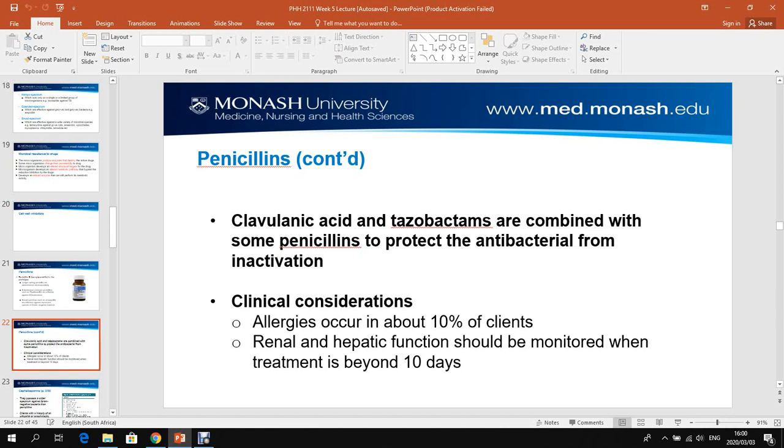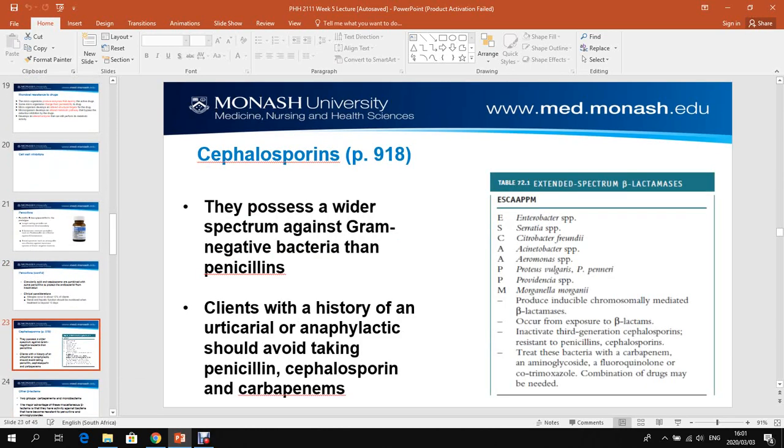When you do such a combination, it's important to consider the clinical implications. For example, some patients can develop allergies. It's been shown that 10% of clients may develop allergies as a result of such a combination, so you need to be aware of that. Also, you should be mindful of the renal or hepatic function of such patients, because if the kidney and the liver are not functioning properly, the metabolism of such drugs may be difficult and may end up giving low drug activity.